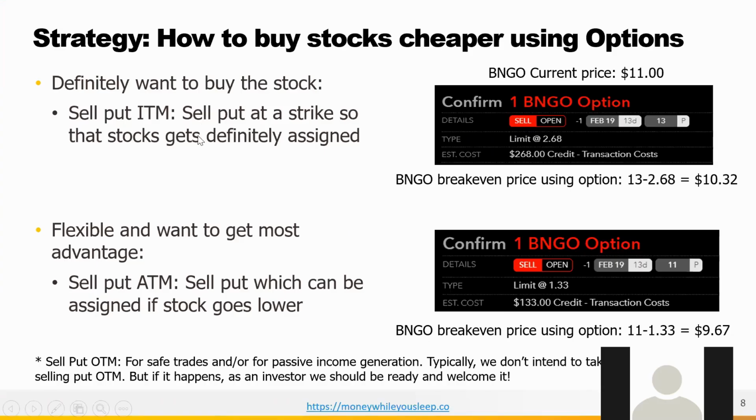In this particular strategy, we are thinking a little differently. In this particular strategy, we want to buy the stock. So for example, we want to buy bingo for sure. Let's say a lot of people are very bullish about bingo and they are expecting that it is going to go to $20 or $25. So in this particular strategy, we want to buy bingo at any cost. So there are two options for us in this, guys. One is we definitely want to buy the stock. So in that particular case, what we should do is sell put in the money, that is sell put at a strike so that stock gets definitely assigned.